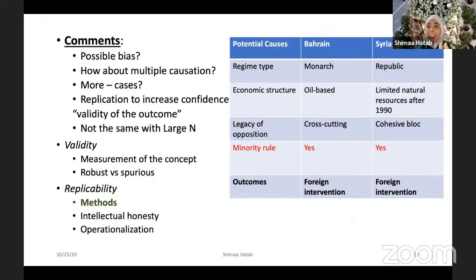So the measurement has to be valid. You want to make sure that how you measure the concept is really valid, that you really capture what you want to examine. Otherwise, if the measurement doesn't really capture the concept or the variables under investigation, this would lead to what we call a spurious relationship. So it's not a robust relationship.